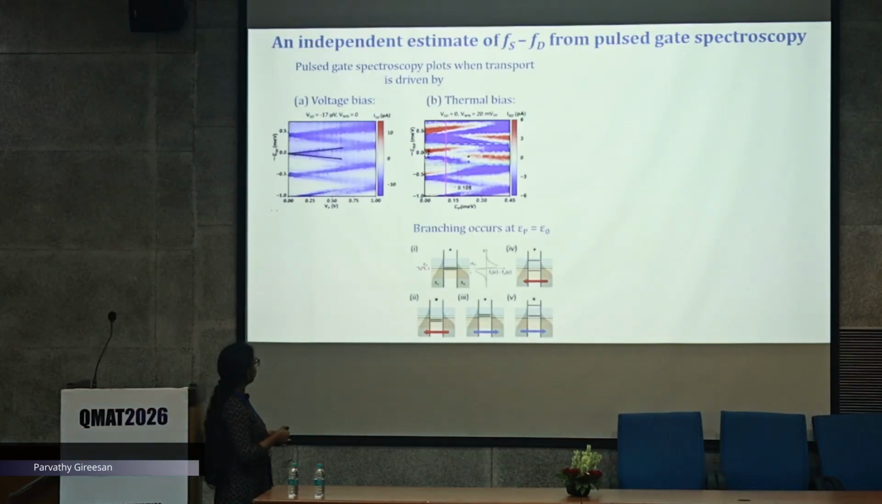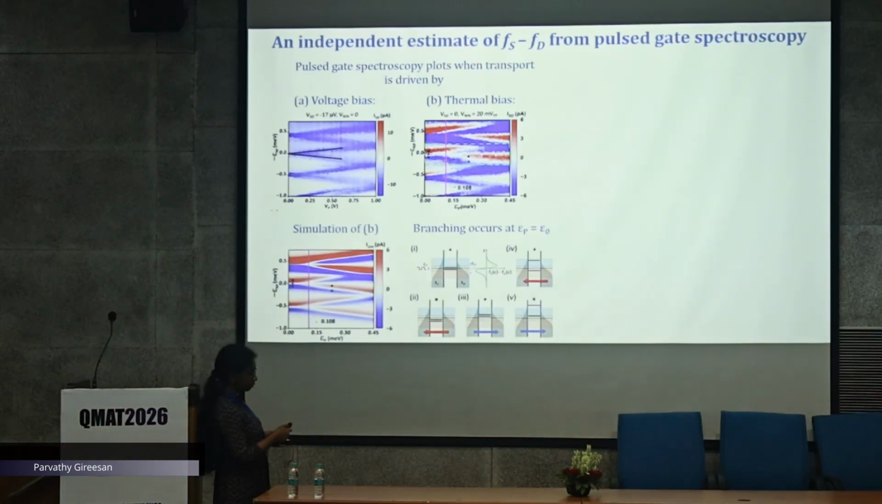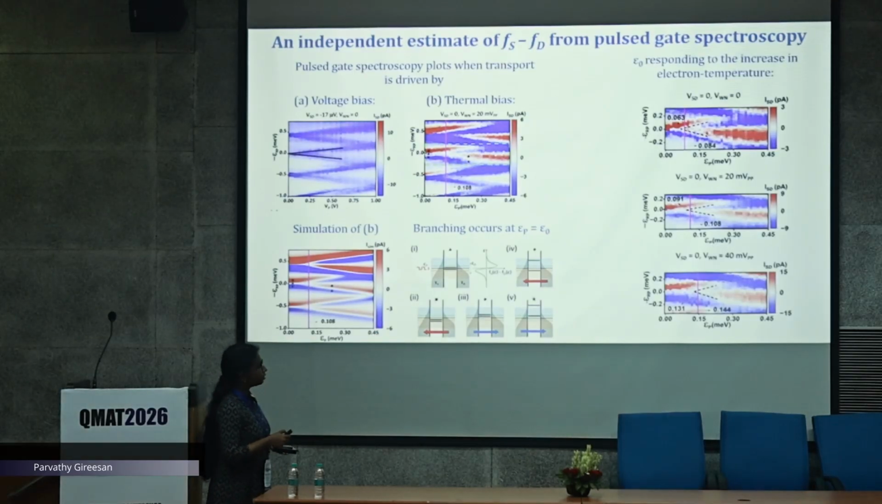By analyzing the energy level diagrams at the different points within the plot, we interpret that this branching point, which is marked by the magenta solid line, happens when the gate pulse amplitude equals epsilon 0, which is the separation between the two extrema of Fs minus Fd. These are further confirmed by simulations of first order thermocurrent. And when we increase the heating power at the source side from 0 to 40, we find that, as expected, the branching point shifts to higher gate pulsing amplitudes, confirming the interpretation.